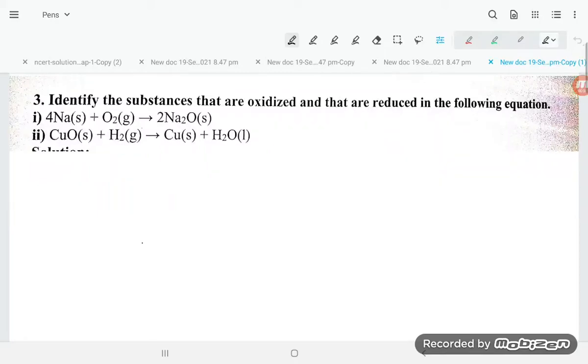Students, let's try to understand one more problem, that is problem number 3. This is also asked by my students. So what are they asking, students? Identify the substances that are oxidized and that are reduced.